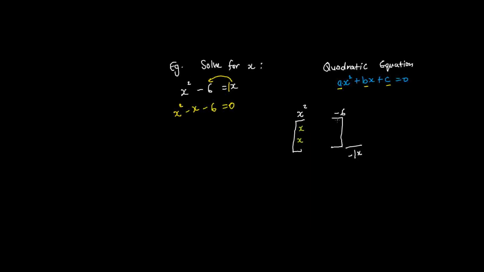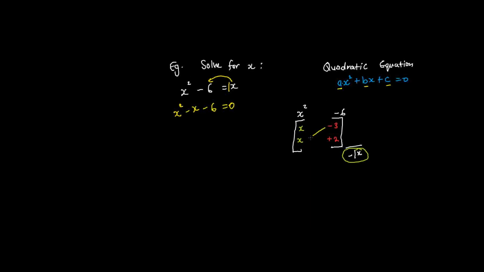But we have to be deliberate, meaning that when we cross multiply, the sum of the products must give me the middle term, which is negative 1. So to be deliberate, let's use negative 3 and positive 2. Let's see whether this works or not.